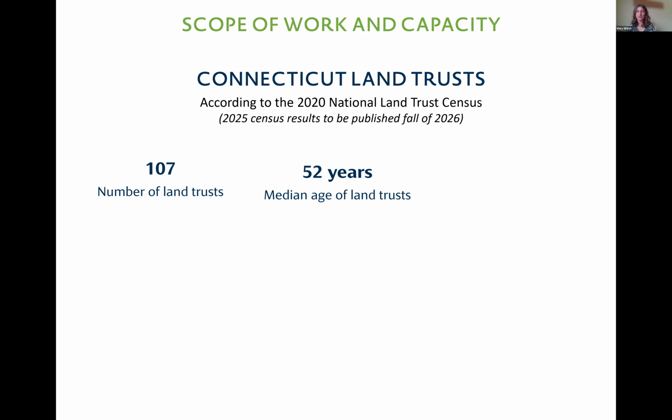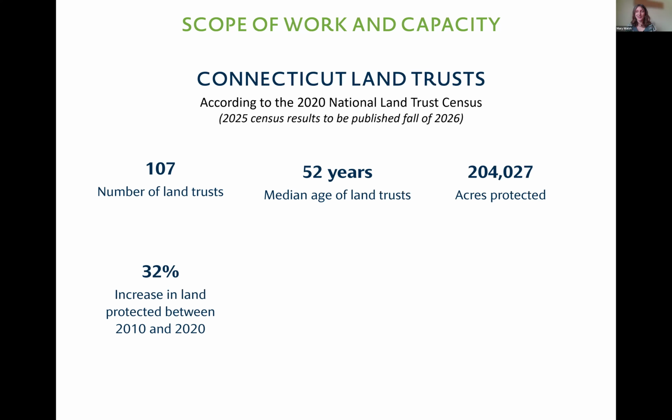We average an age of 52 years, so we are aging, which means we're dealing with second, third generation easement landowners. We're dealing with a lot more development than when we first took on properties. We all together protect over 200,000 acres. And again, that will be much higher now. And there was a 32% increase between 2010 and 2020.